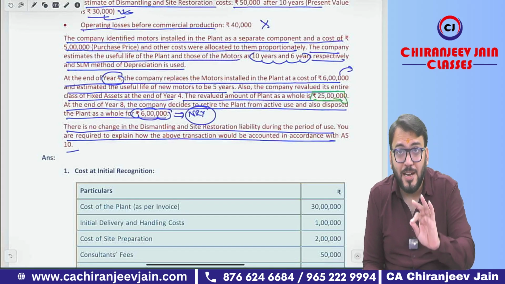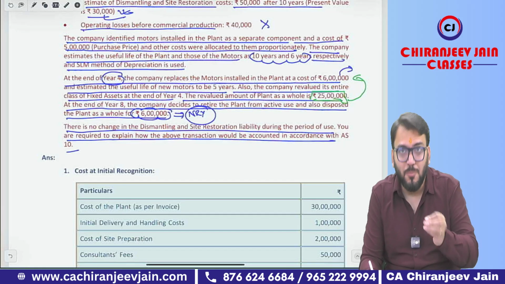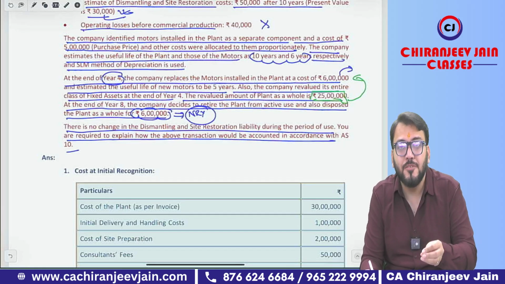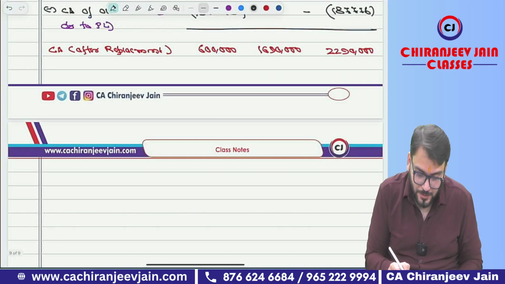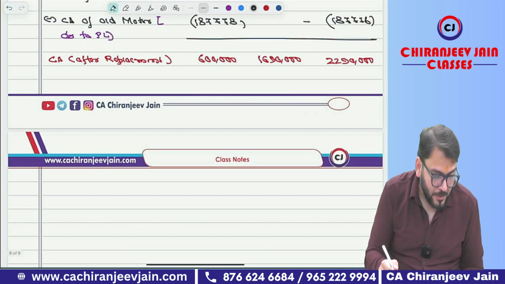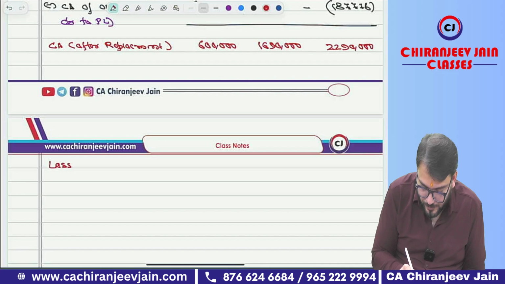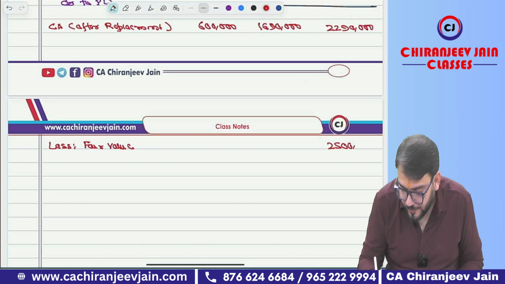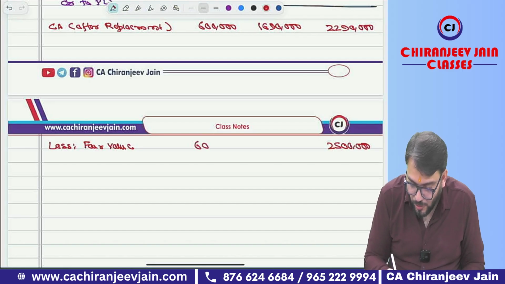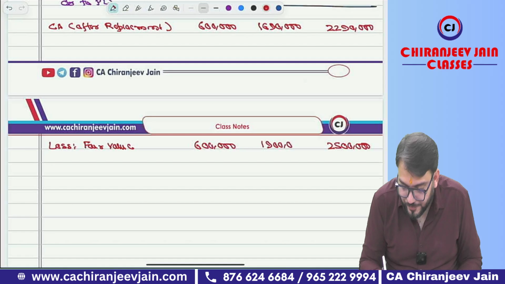One thing is clear, because the revaluation had been done on the date of replacement, this includes this 6 lakh only. Means for the motor, because this is the date of replacement, whatever acquisition price will be the fair value. I hope you are understanding. So if you take less fair value, what is the fair value? Total fair value is 25 lakh. Out of that 6 lakh belongs to the new motor. So this becomes 19 lakh.